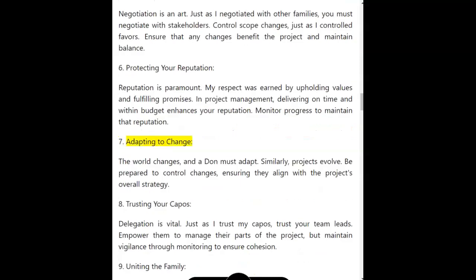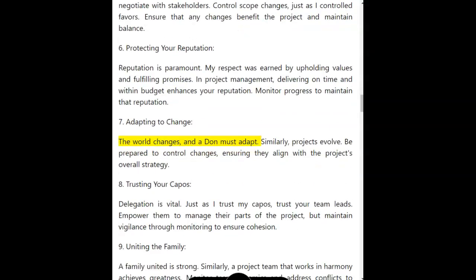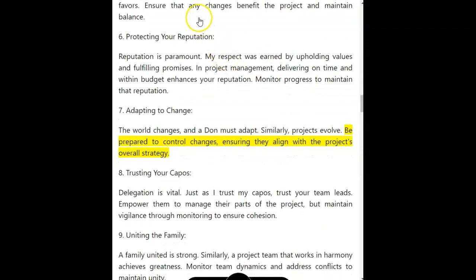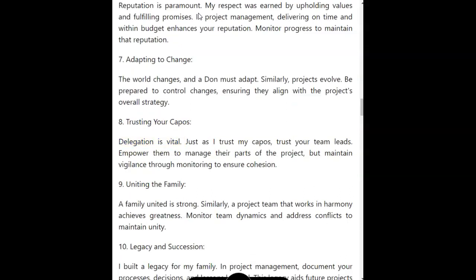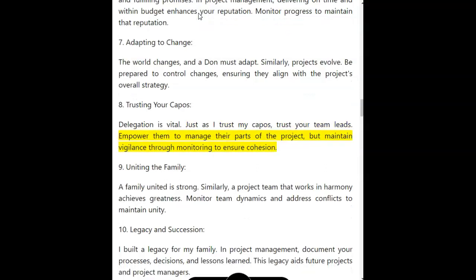7. Adapting to change. The world changes, and a Don must adapt. Similarly, projects evolve. Be prepared to control changes, ensuring they align with the project's overall strategy. 8. Trusting your capos. Delegation is vital. Just as I trust my capos, trust your team leads. Empower them to manage their parts of the project, but maintain vigilance through monitoring to ensure cohesion.